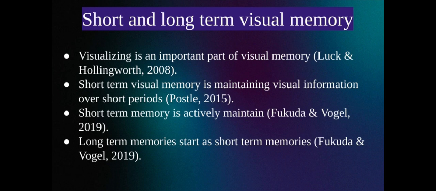Short-term visual memory is visual information maintained actively over a short period of time. After the short period of time, the visual information is either forgotten or converted into long-term memory. Long-term memories all start off as short-term memories, but long-term memory storage is theoretically infinite.